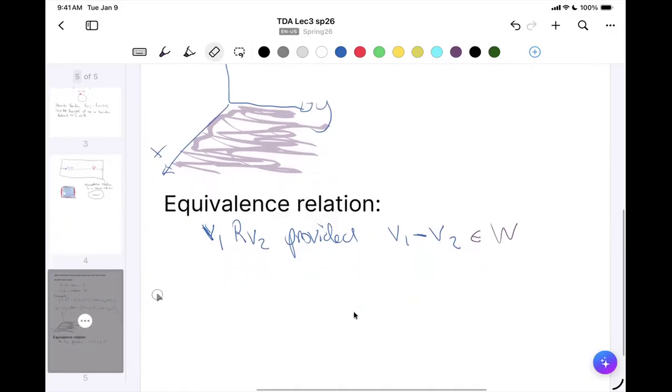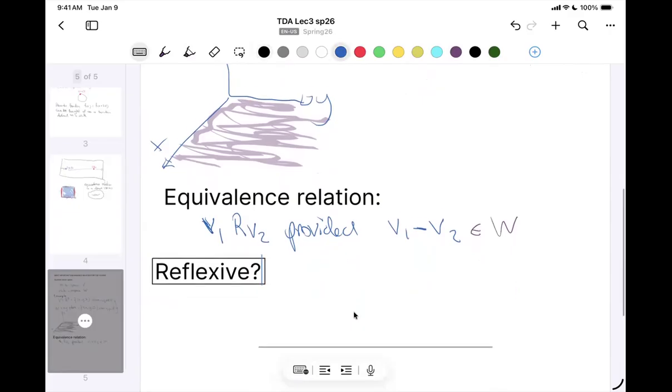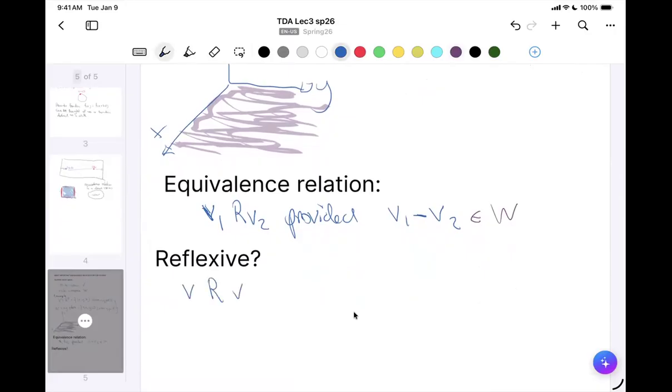So why is it reflexive? Reflexive just means that every vector is related to itself. So why is V related to V? What that means is that you subtract them, and when you do V minus V, you get the zero vector. And if you remember, in a vector space, you always have the zero vector within it. The zero vector is always within any vector space. So that's in V, but it's also in W and in any vector subspace.